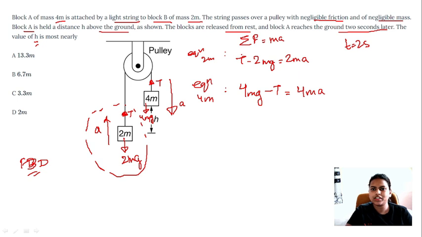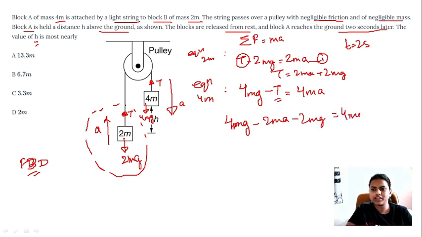So let's eliminate this T value. From equation 1, T is equal to 2ma plus 2mg, so I replace the T value here: 4mg minus 2ma minus 2mg. So what acceleration did we get? We got 2mg equals 6ma. m got cancelled and the acceleration would be g upon 3.